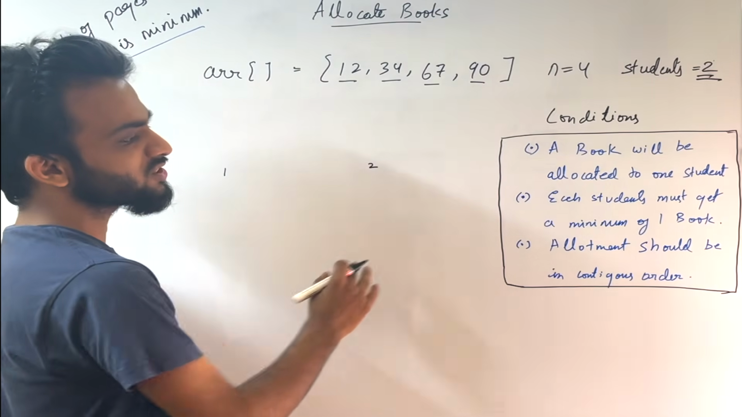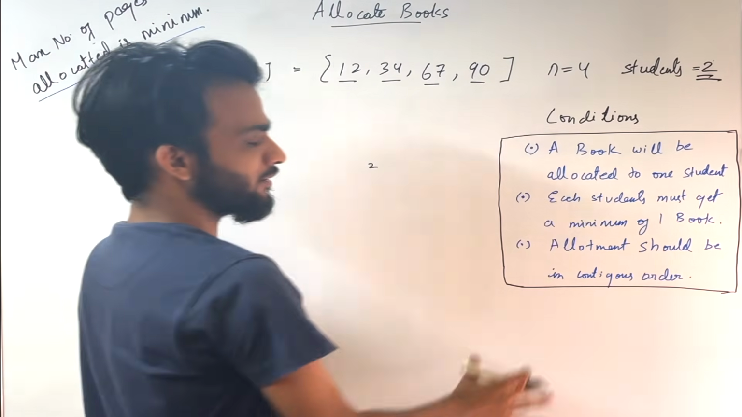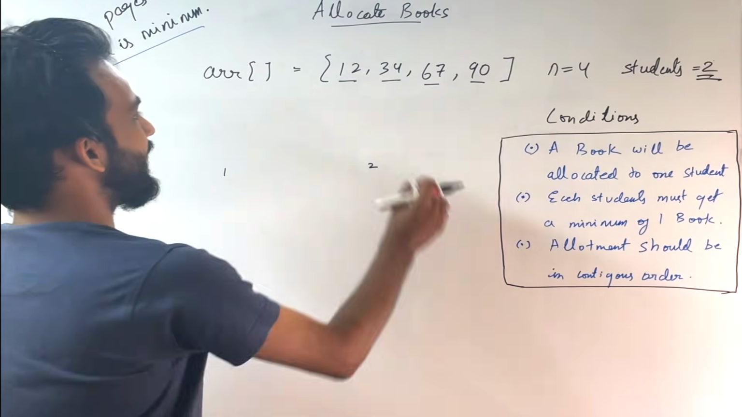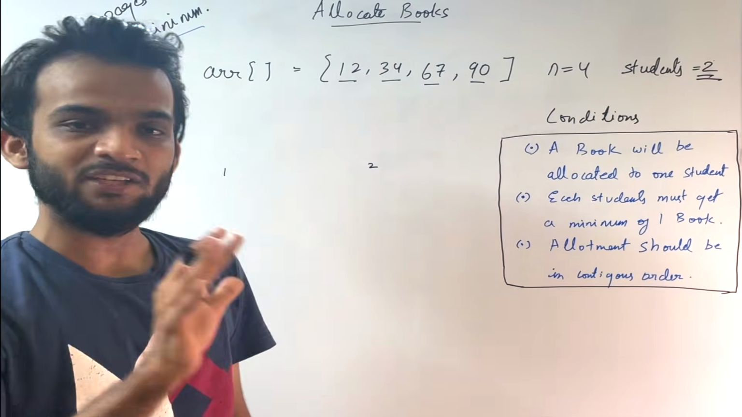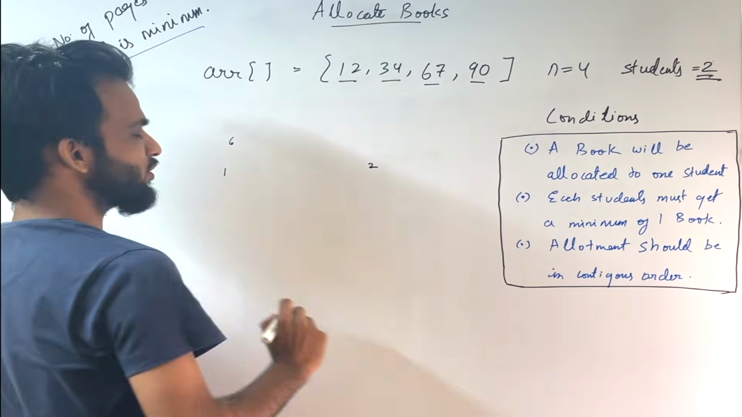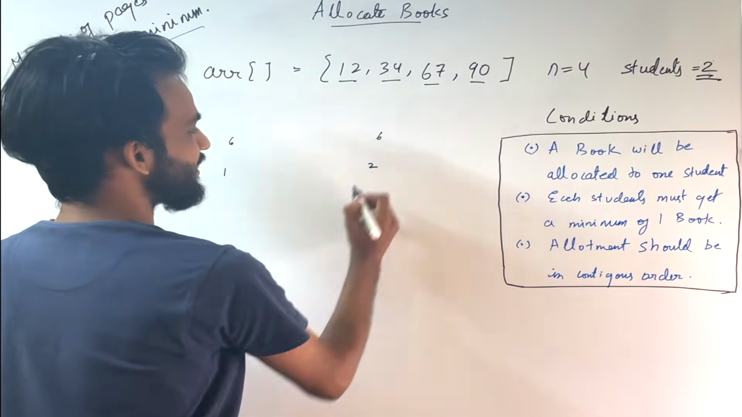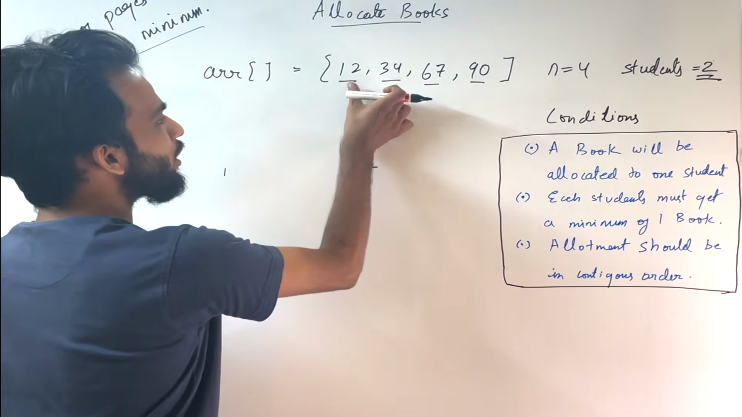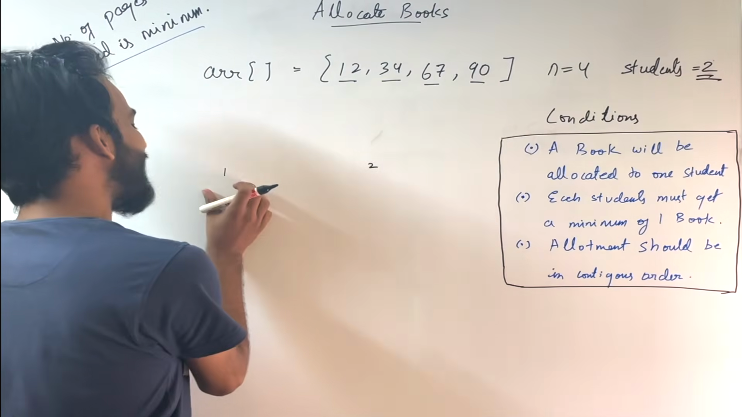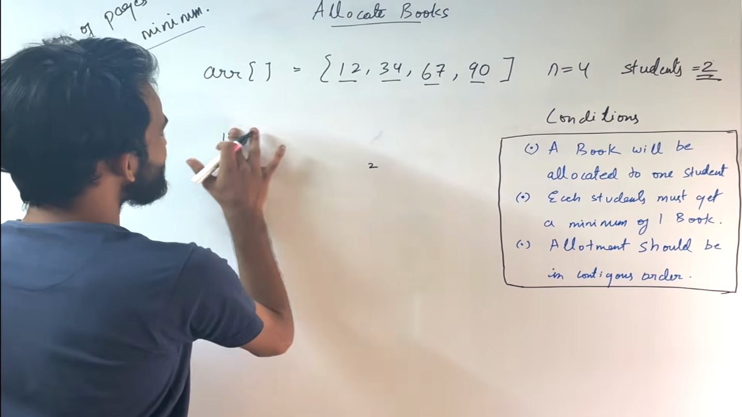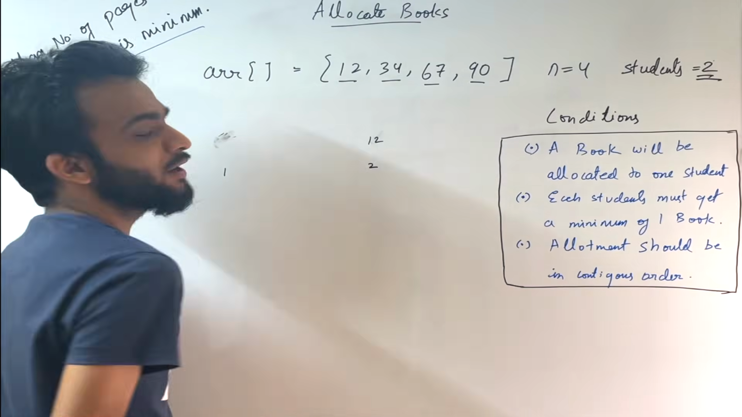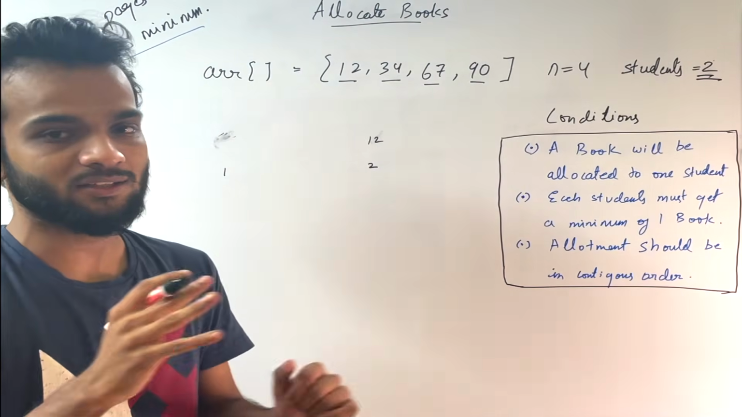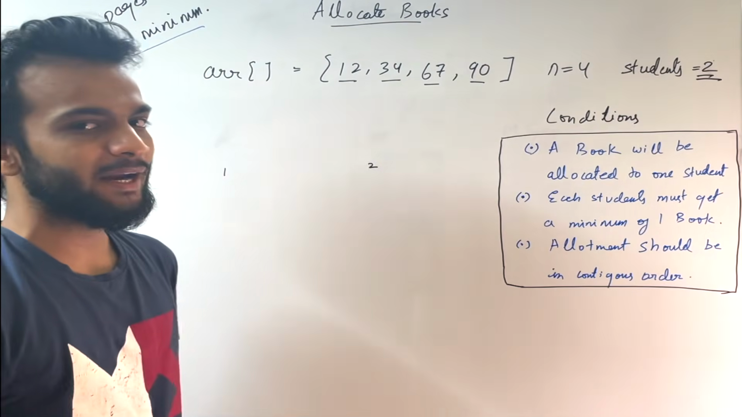First condition states a book will be allocated to one student only. Like if this book has 12 pages, you cannot do this: first student takes 6 pages, second student takes 6 pages. No, this is not allowed. If you are taking a book and allocating it, you have to allocate all 12 to this student or all 12 to that student. You cannot split it. So that's the first condition that you have to keep in mind while allocating.